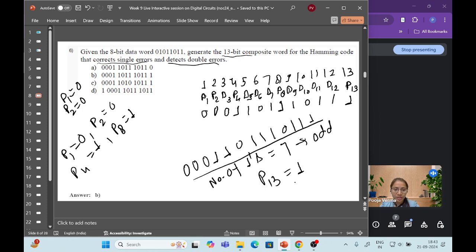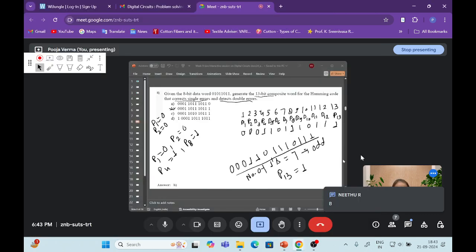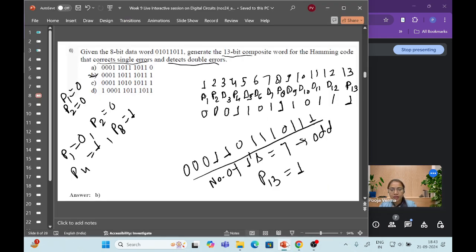So value of P13 is 1. So overall we got this sequence. Now we need to check in the options which option is correct. So if you match that, you will get option B is the correct one. That is 0001, then 1011, then again 1011, then final one is 1. Okay? Yeah, you are correct. Option B is the correct answer for this question.